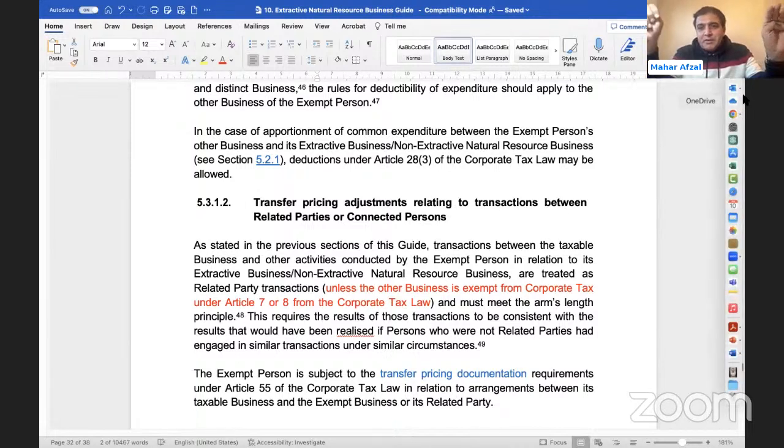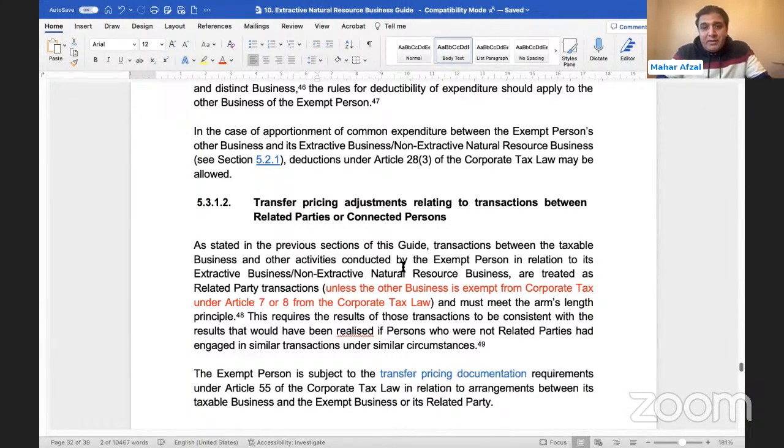Anyway, let me see. So these two will be treated as two different businesses, and once they are treated as two different businesses, TP rules and regulations will be applicable between the two businesses. This line is very important: unless the other business is exempt from corporate tax under Article 7 or 8. There are two businesses, one is exempt, one is taxable. Whenever they are doing a transaction with each other, TP rules and regulations will be applicable. But if the other business is also exempt, if both of the businesses are exempt, then TP rules will not be applicable.